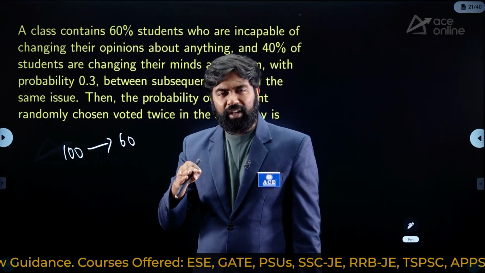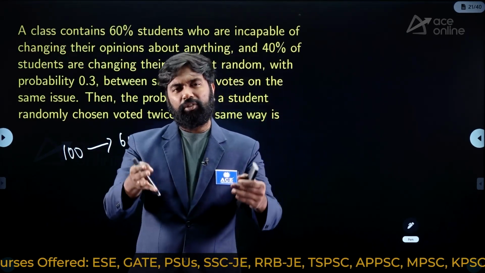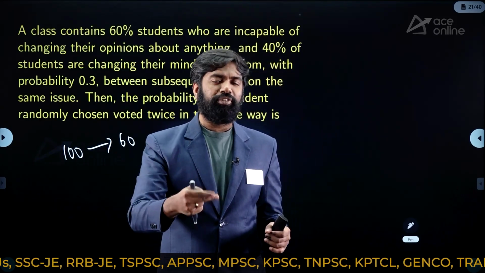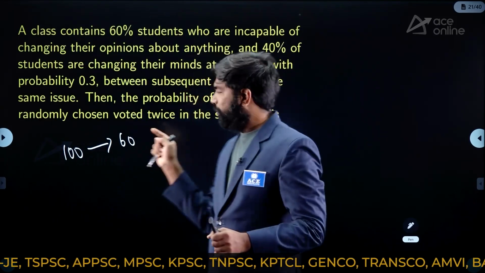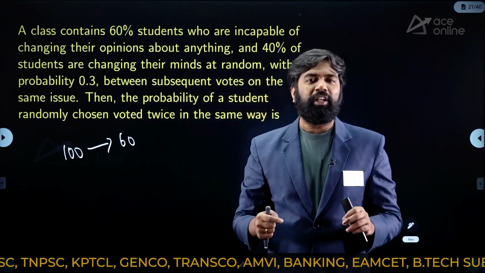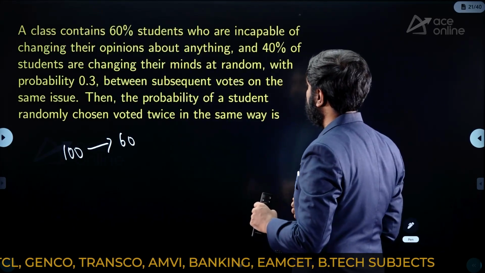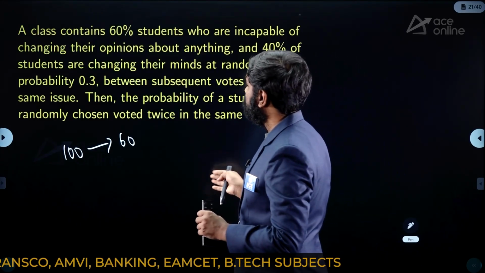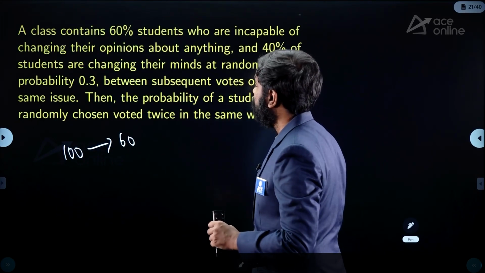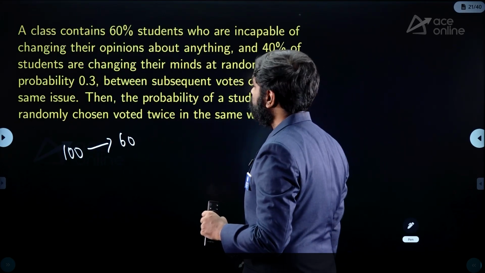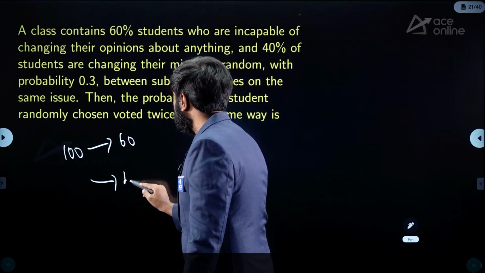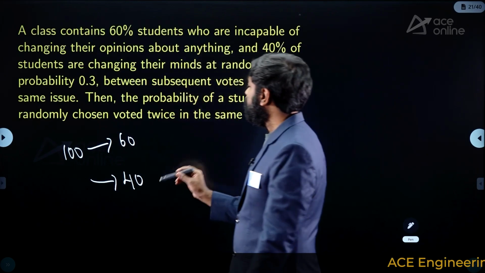So even if they are given another chance to vote, let's say you have gone for the elections and you have voted. Suppose I give you another chance for voting, 60% of the students don't change their opinion. Again, they vote for the party called X. That's what is given. And the 40% of the students are changing their minds at random with probability 0.3 between the subsequent votes on the same issue. So there are 40% students who change their opinion.